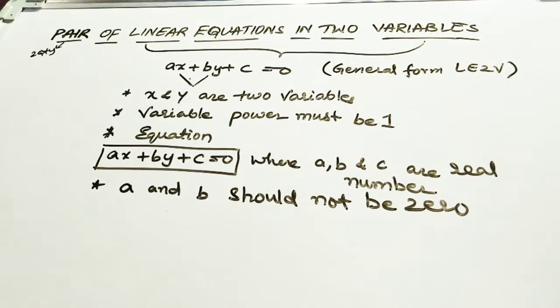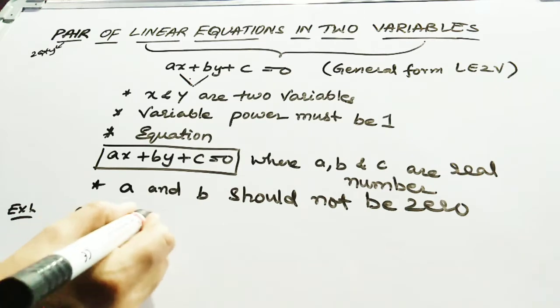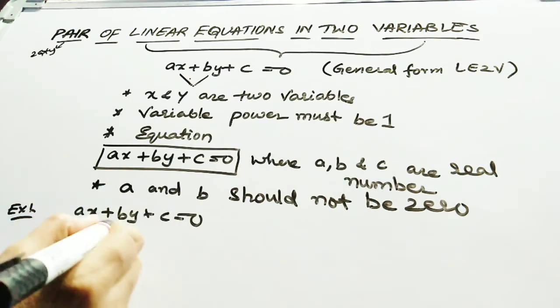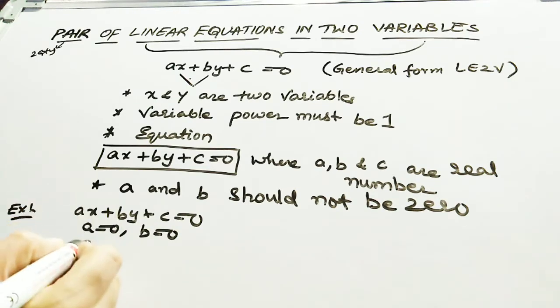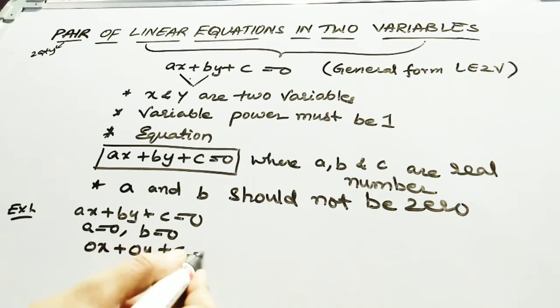How? Just take an example for your understanding purpose. I am writing ax plus by plus c equal to 0. If we are taking a as 0, b as 0, what will you get? Anything multiplied by 0. Okay, 0x plus 0y plus c equal to 0. So what will you get?